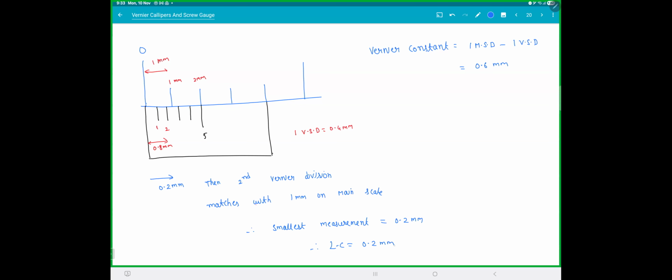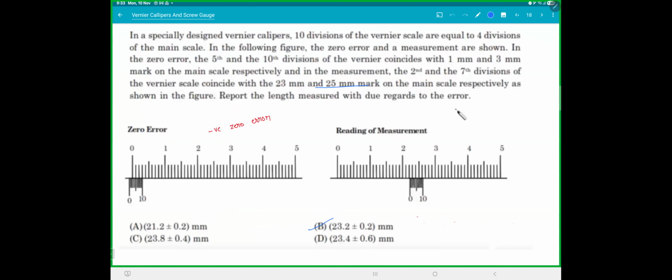Some people just saw the 0.6 and marked the D answer. So in this scenario, least count is not equal to Vernier constant. So be careful, both are completely two different things actually. In a standard Vernier calipers, they're equal. So people think they're always equal, not sure. So the answer is B. Clear with this? 23.2 plus or minus 0.2 mm. So the smallest error you can have is 0.2 mm.